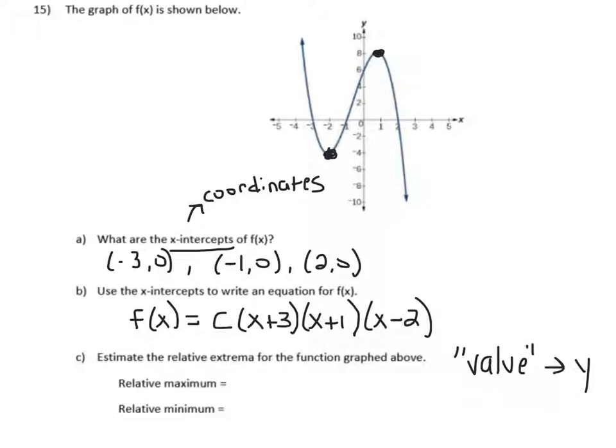All right, well, let's start with the relative maximum. I mean, this right here, to me, it looks like we're at the coordinate 1, 8. So I'm going to estimate the relative maximum to be 1, 8. And the relative minimum is right over here. So I would estimate that to be at -2, -4.